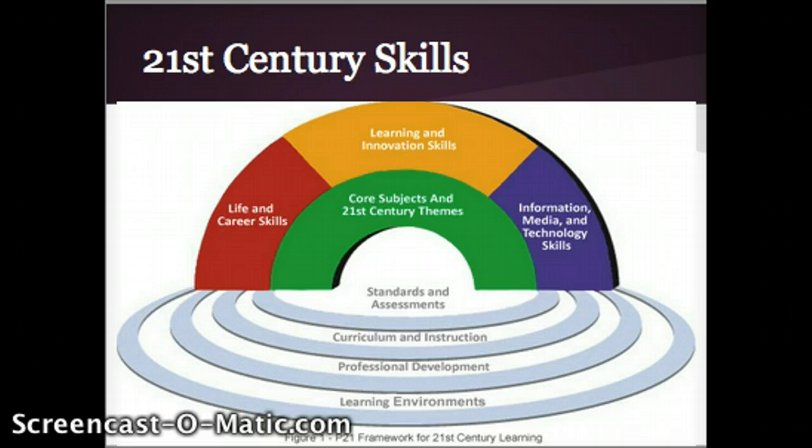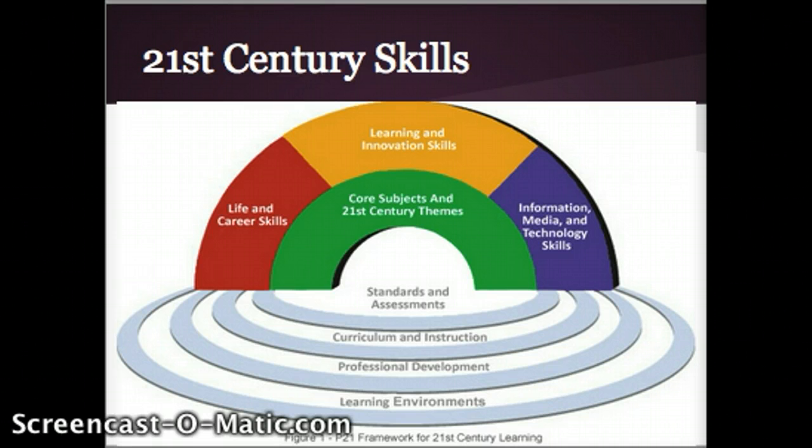Core subjects that are mentioned here in the green include reading, language arts, world languages, arts, mathematics, economics, science, geography, history, government, and physics. On the left of the diagram is the life and career skills in the red area. Examples of this, it says students need to have, for life and career skills, flexibility and adaptability, self-direction. They need to be able to have social skills, cross-cultural skills, be productive and be accountable, and be responsible and show leadership at the same time.